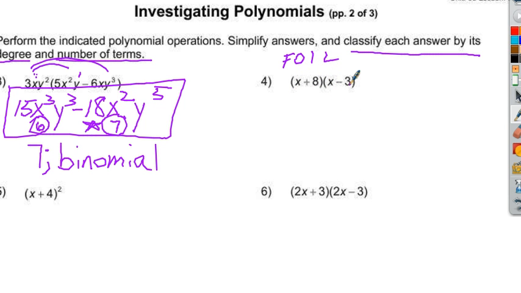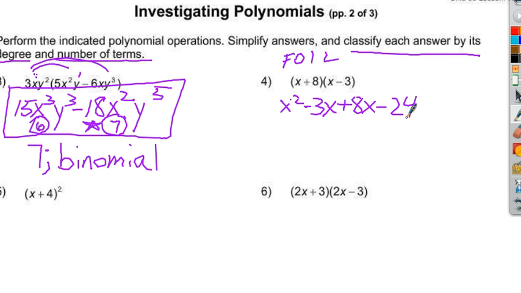Okay? So if I do first times first, that's going to be x times x. Well, x times x is x squared. If I do outside, x times negative 3 would be negative 3x. Inside, 8 times x is just positive 8x. And then last times last, 8 times negative 3 is negative 24.